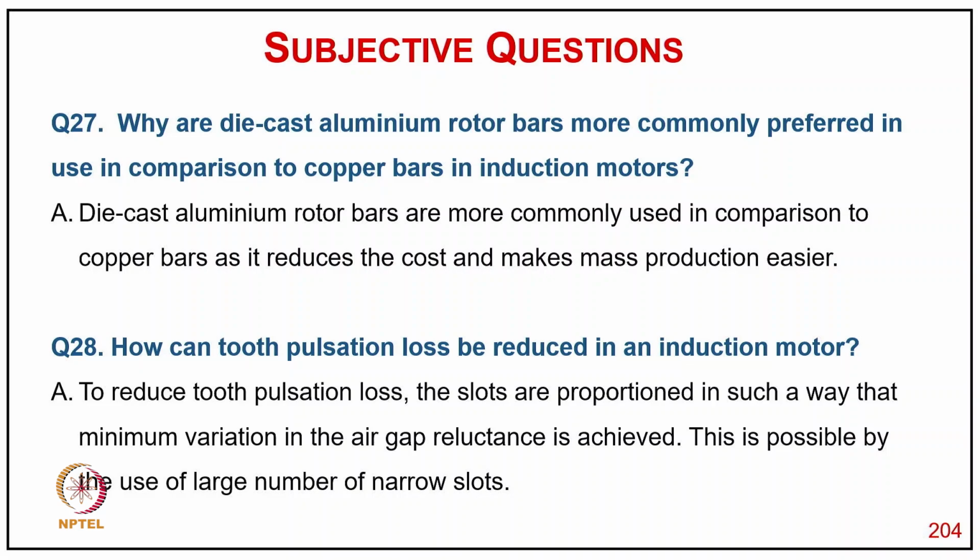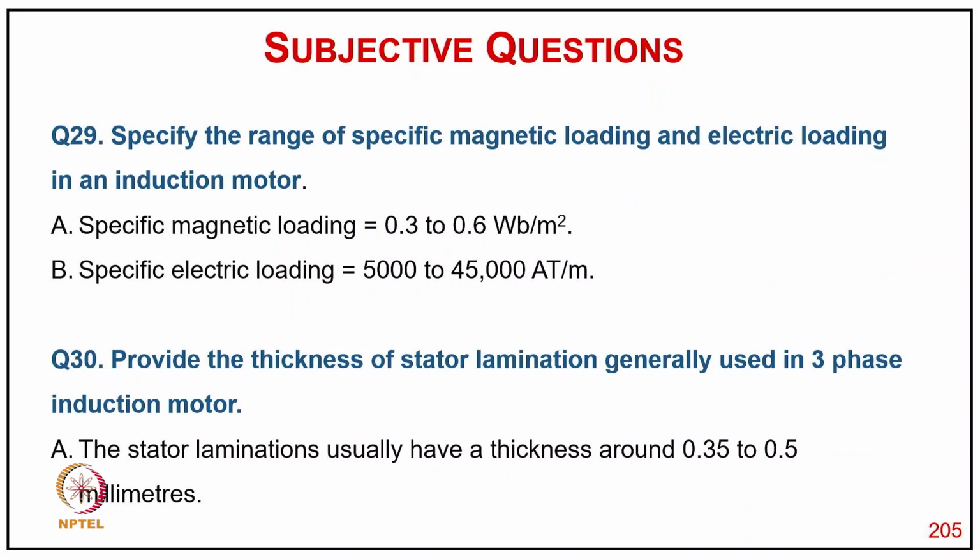Why is die cast aluminum bar more commonly used in comparison to copper bar? Die cast aluminum bars are more commonly used as they reduce the cost and make mass production easier. How can tooth pulsation loss be reduced in an induction motor? The tooth pulsation loss is proportional to the number of slots. The minimum variation in air gap reluctance is possible by use of a large number of narrow slots.